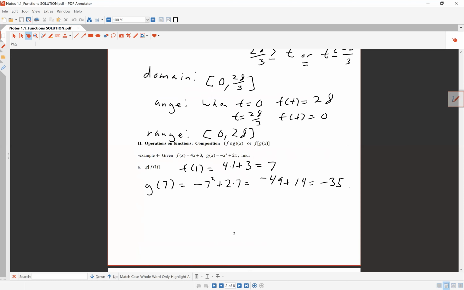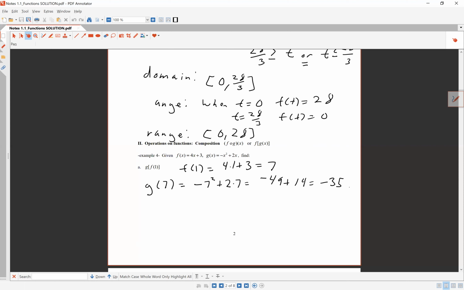So let's do some more function composition. And so we have these two functions. The first one, f, is a line, 4x plus 3, a line with an upward slope because the slope is positive. g of x is minus x squared plus 2x. So that's a downward facing parabola because the coefficient of the leading term is negative.